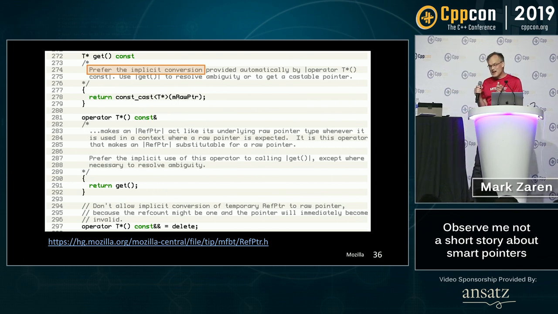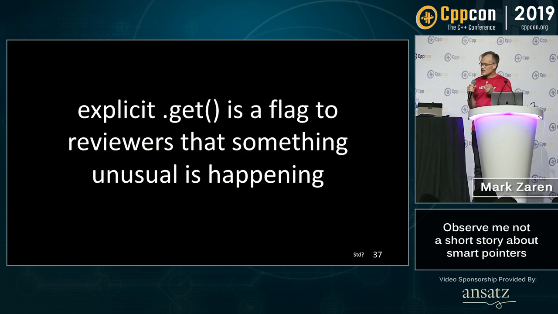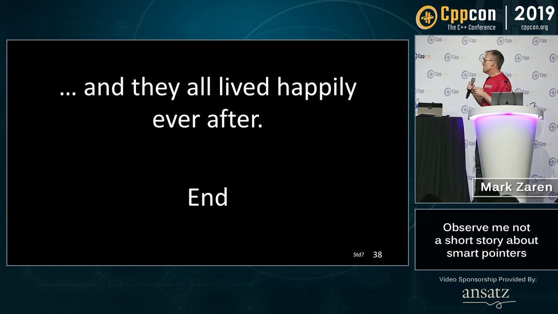But this actually matches our experience as well. Because seeing a get in a code review is actually a flag to the reviewer that someone is taking manual control and doing something funny. The implicit conversion is actually the safe path in this case. And we basically lived happily ever after this way.